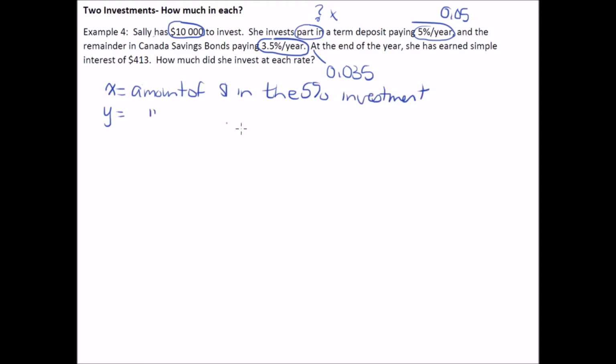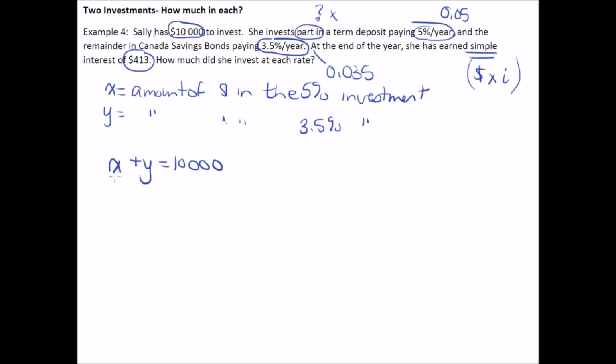And Y is going to be the amount of money in the 3.5% investment. Okay, it's just like the 2 accounts. The amount of money in the first account and the amount of money in the second account are going to equal $10,000, because again, that's what Sally has from the beginning. Okay, at the end of the year, she's earned simple interest of $413.